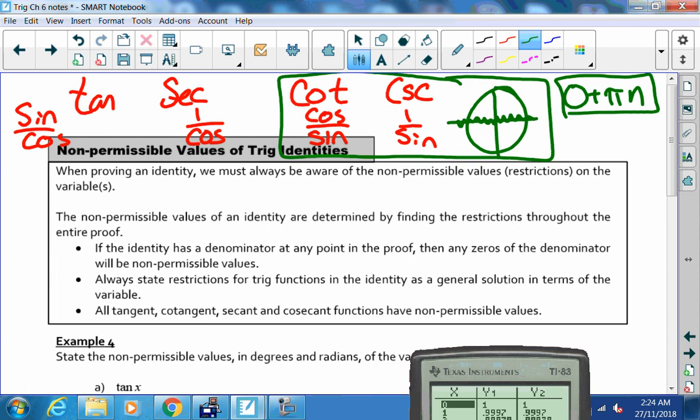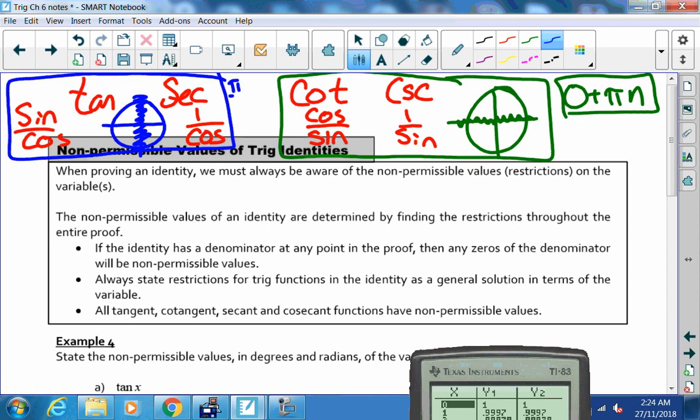It can't be any multiples of pi. It can't be 0 pi, it can't be 1 pi, 2 pi, 3 pi, 4 pi. You get the picture. Tan and secant, on the other hand, are undefined when cos is 0. And that's my vertical lines. Right? So that's my pi halves, 3 pi halves. So my limitation here is pi halves plus pi n.